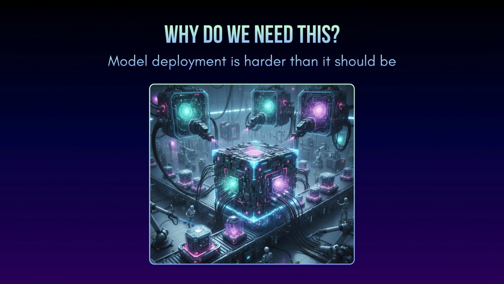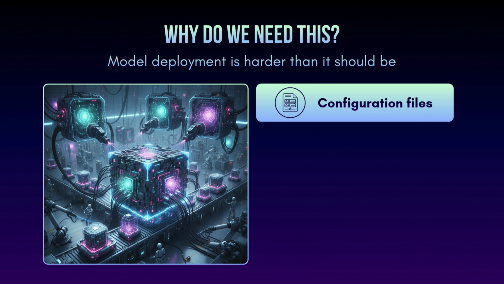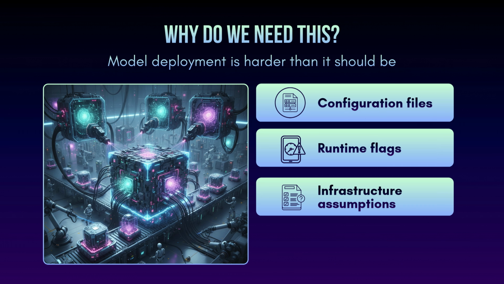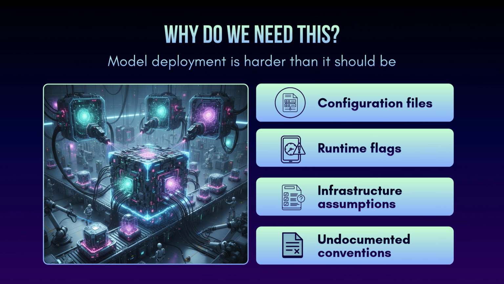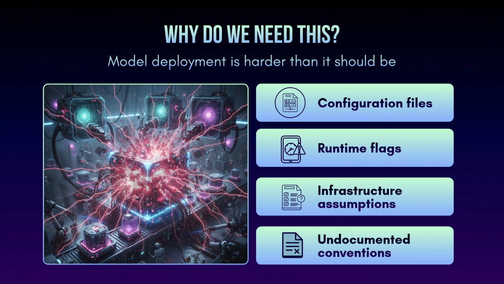Today, deploying a model usually means stitching together many different pieces: configuration files, runtime flags, infrastructure assumptions, and undocumented conventions. As systems grow, these pieces become tightly coupled and fragile. Small changes can lead to unexpected behavior, performance regressions, or outages, often without a clear understanding of why.